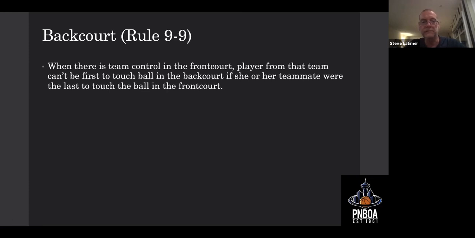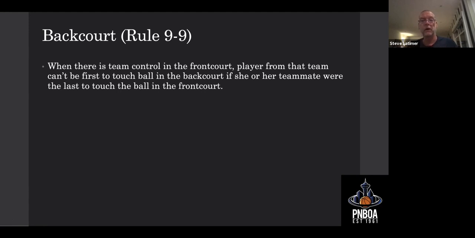Okay, rule 9-9. When there's team control in the front court, a player from that team can't be the first to touch the ball in the back court if she or her teammate is the last to touch the ball in the front court. And the key here is when there's team control in the front court. Okay, so that means when you're throwing the ball out of bounds, there's team control, but there's not team control in the front court. The ball's not in play yet.